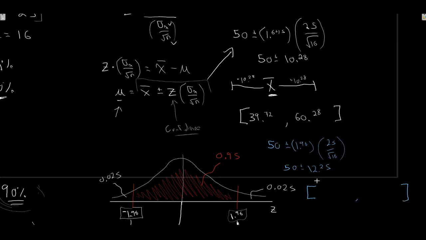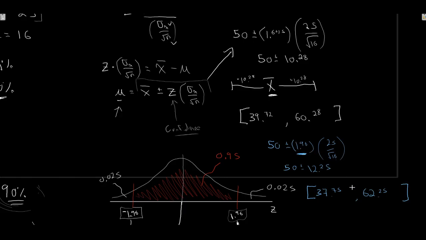We have on the lower side 50 minus 12.25 yielding 37.75, and on the high side 62.25. So we see my band has gotten much, much wider, and as a result, it's much more likely that any one value of X bar is going to cover the true population mean. In a 95% confidence interval, it is only going to be 1 out of every 20 that does not cover my true population mean.